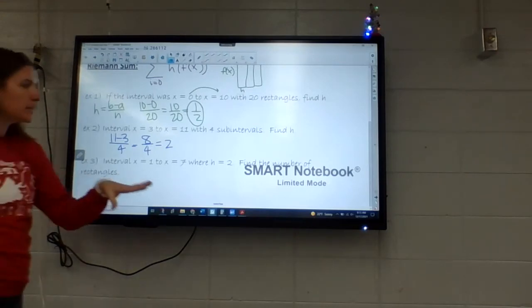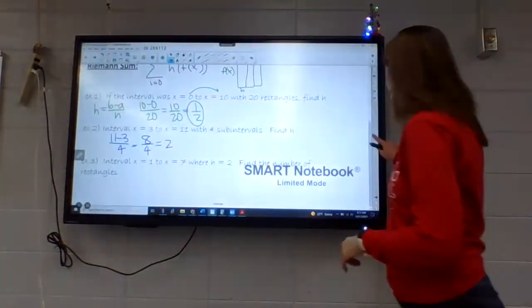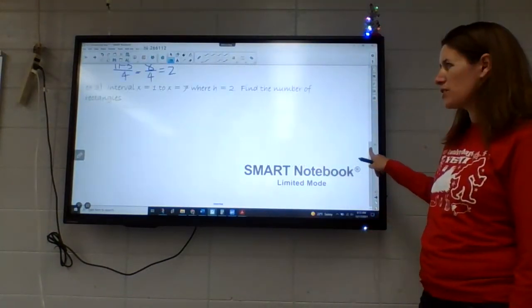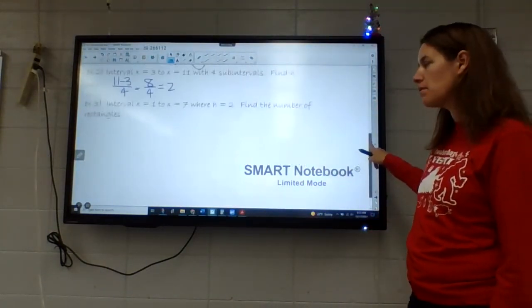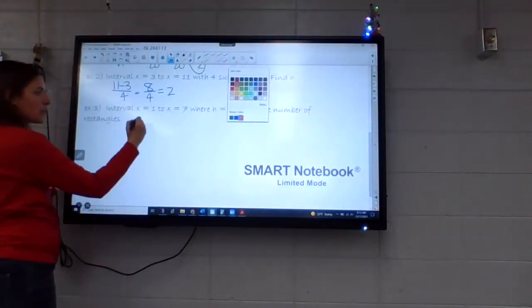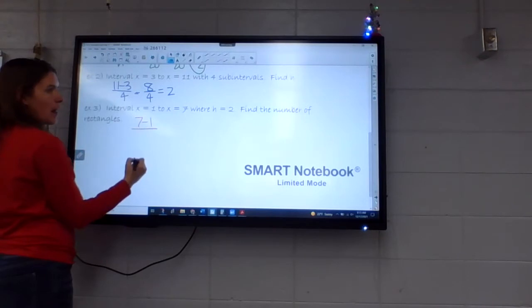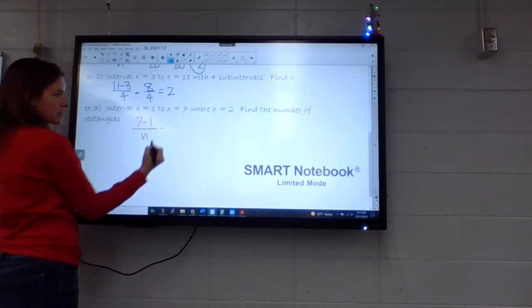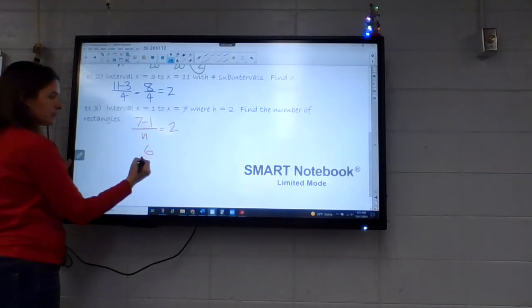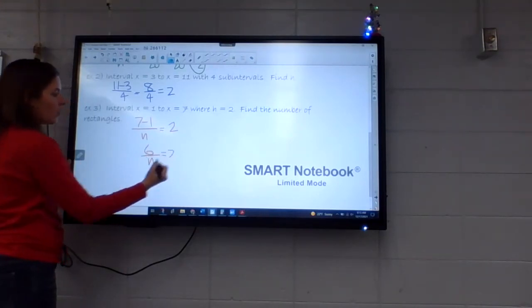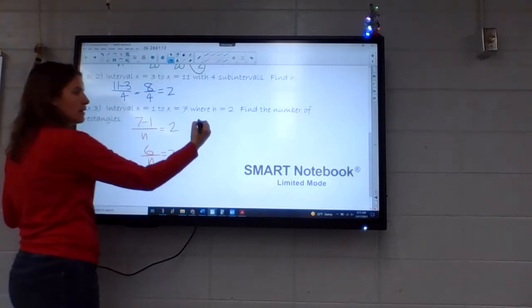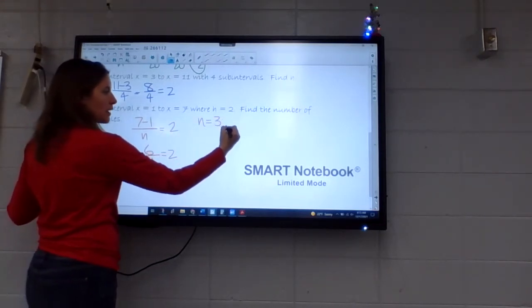And then our last one here, they're not giving us the number of rectangles, so we have to figure that out. If they give you what the h is, you might have to decide what n should be. So we're going to do 7 minus 1. I don't know the number of rectangles, that's going to be my n, and I want that to equal 2. Hopefully the numbers are easy enough to work with that you can tell that n should be 3, right? So 3 rectangles.